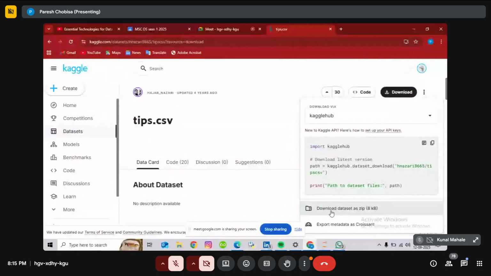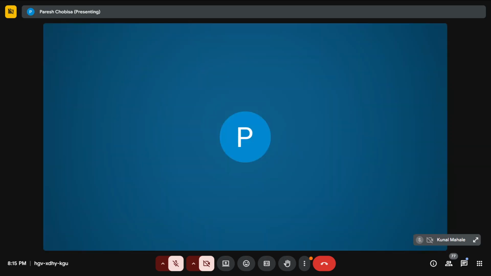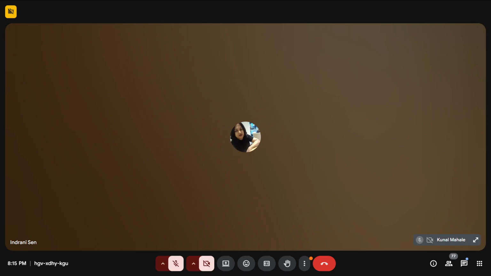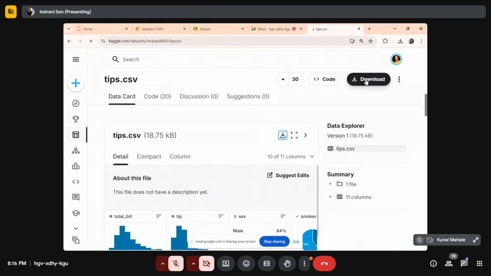See, I'm just showing you again. Stop sharing. Okay, great. Now here, see, there is an arrow. Can you see? This arrow you click. You are clicking on this one. Here, if you click on here, you have to download the zip file. Yes, ma'am. Click download it.